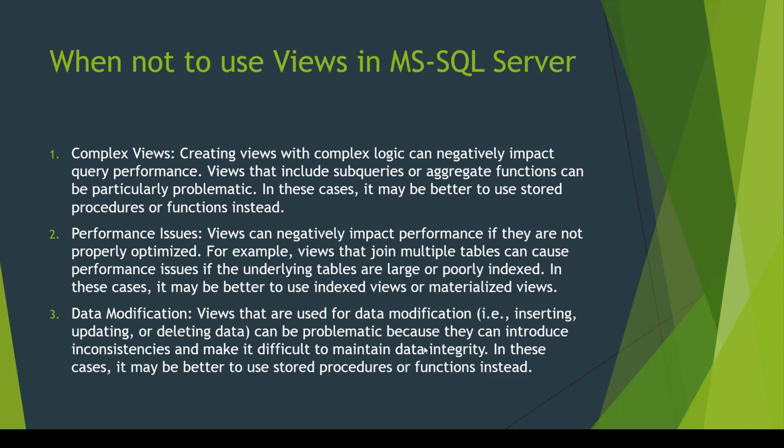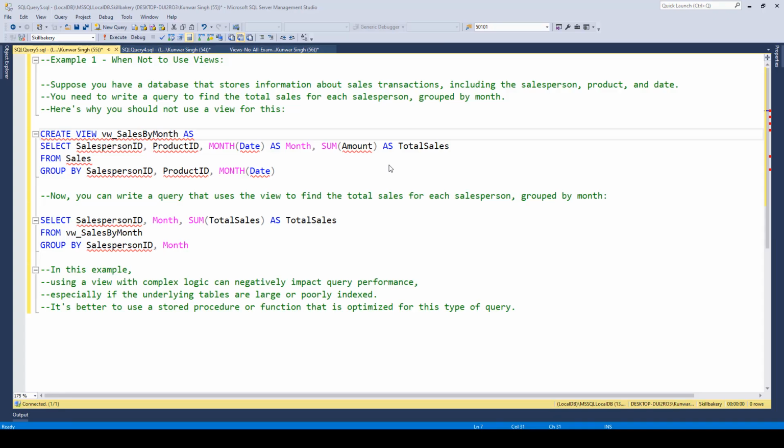Let's better understand all these scenarios with some examples. So the first example of when not to use views: suppose you have a database that stores information about sales transactions, which includes salesperson, product, and date, and you need to write a query to find the total sales for each salesperson grouped by month. Here's why you should not use a view for this.